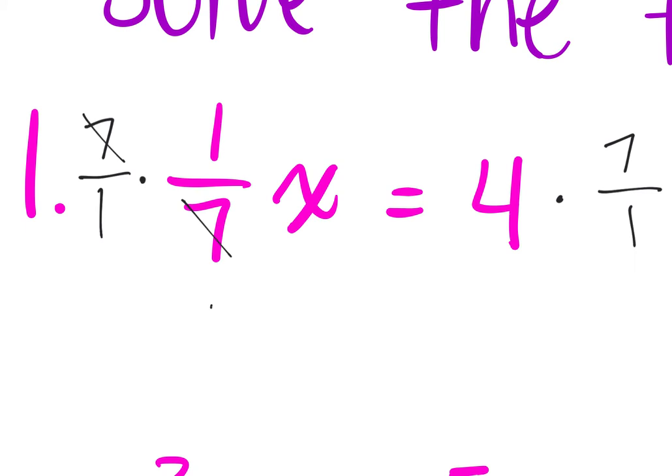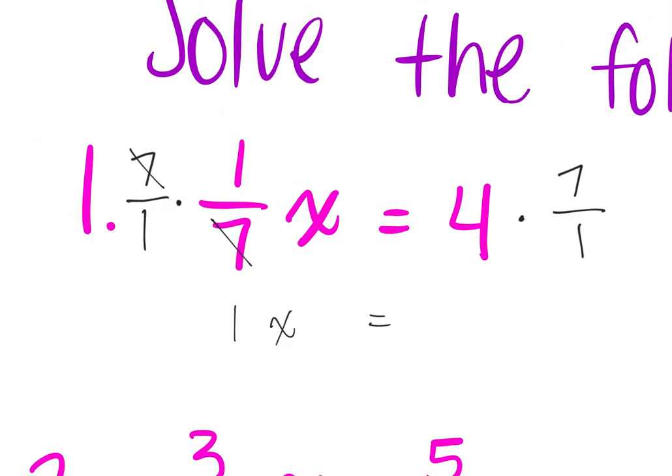But then that would just equal x at the end. And then you put equal, and then 4 times 7 is 28. Excellent. So that's pretty much it. 1x equals 28, or just x equals 28. How many people got this before I went over it? Love to see it.